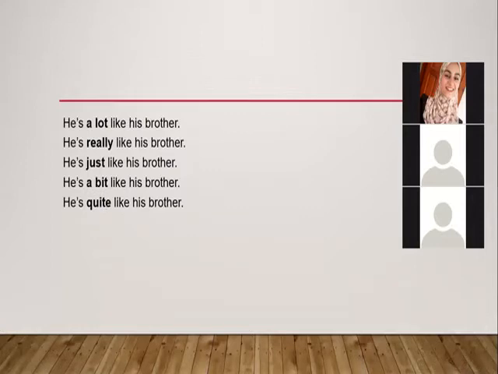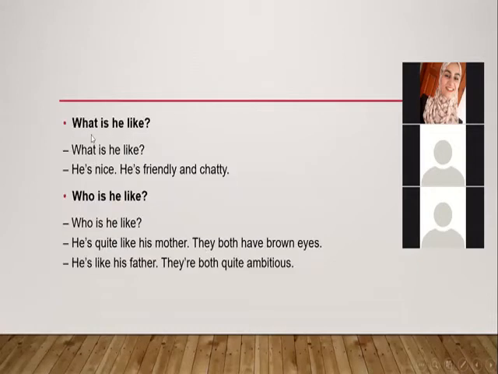So when you want to emphasize the amount of similarity between two people or two things, we usually add some words. For example, he's a lot like his brother. He's really like his brother. He's just like his brother. It means that he's exactly like his brother. He's a bit like his brother. It means not so much, so maybe they share one or two characteristics, but not everything. He's quite like his brother.